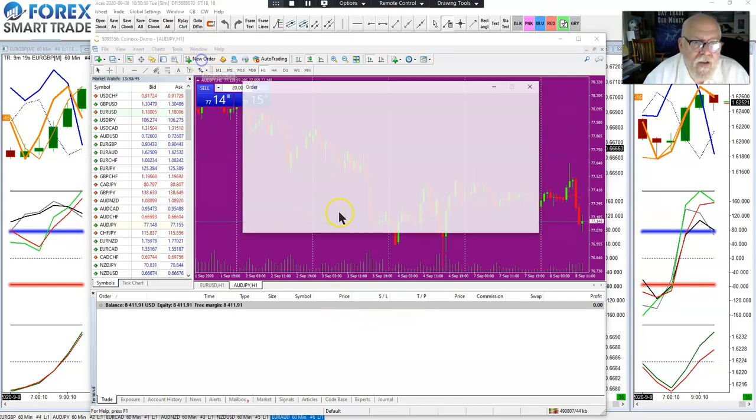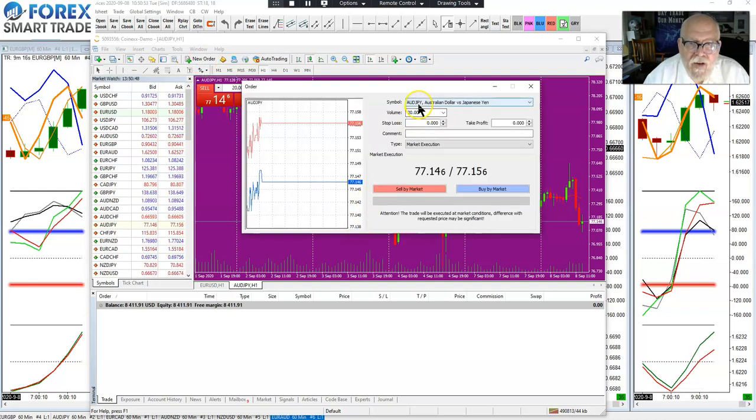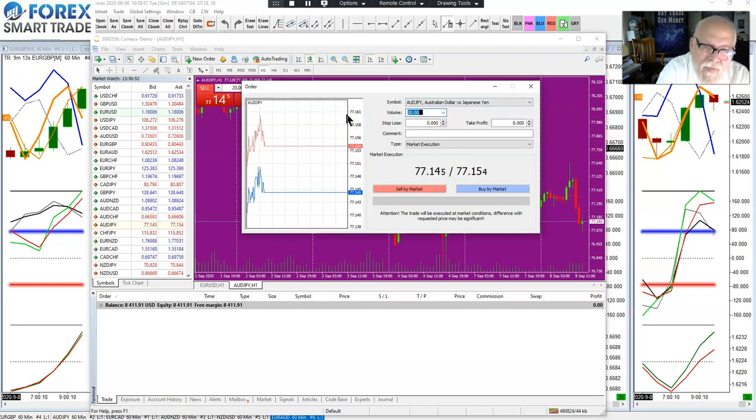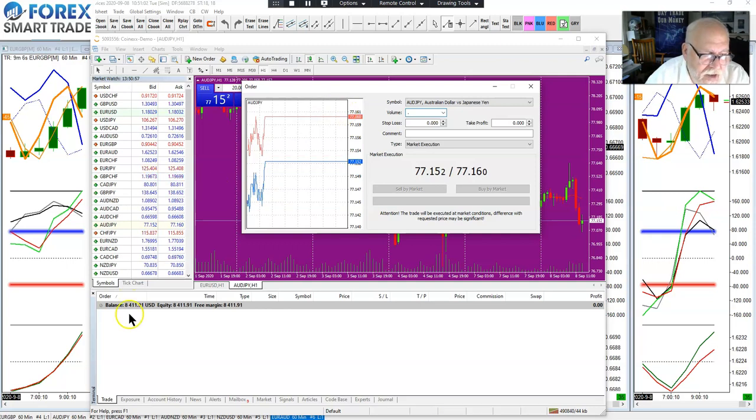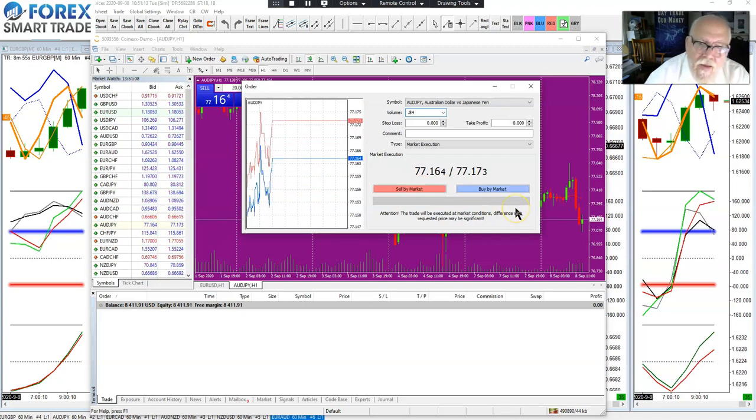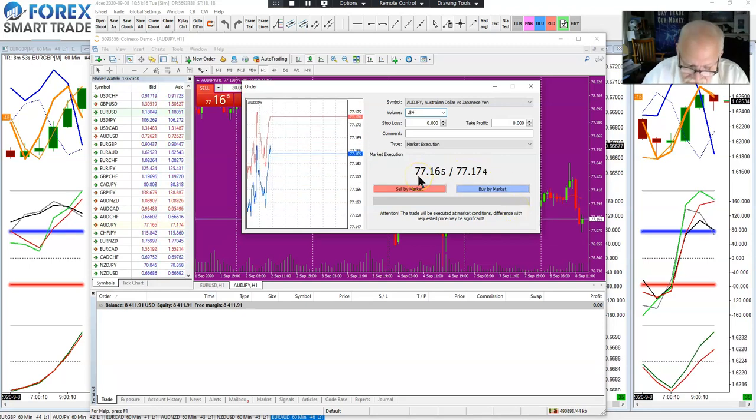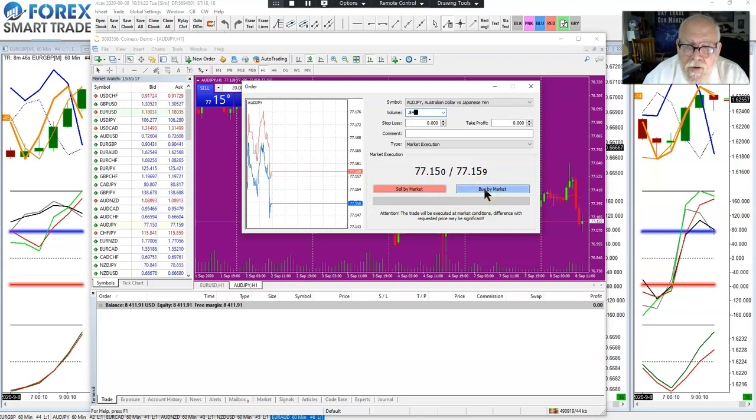For a new order, I click new order. I check my symbol. I check my volume. I want to add the volume based on what I have in my account. I've got 8411. I'm going to move this decimal place over 4 spots. 1, 2, 3, 4. So I'm going to take a lot size of 0.84. It is going to be a market transaction, so market buy.